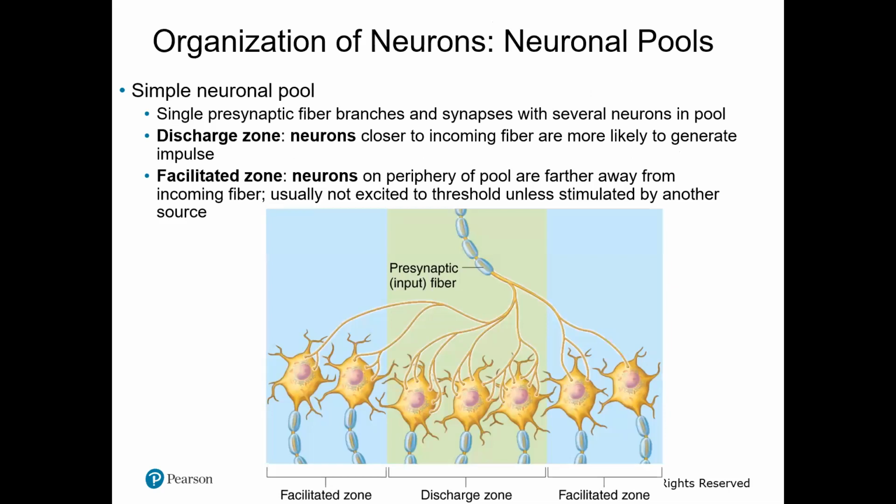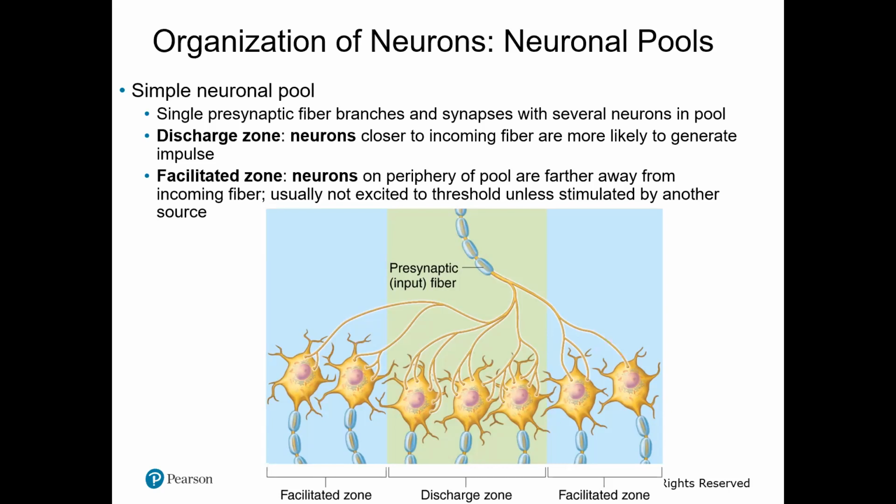Now, a neuronal pool can be as simple as one neuron leading to multiple axon terminals connecting to other neurons. Several neurons can be a pool. We have two areas for the neurons. We have the discharge zone and the facilitated zone.